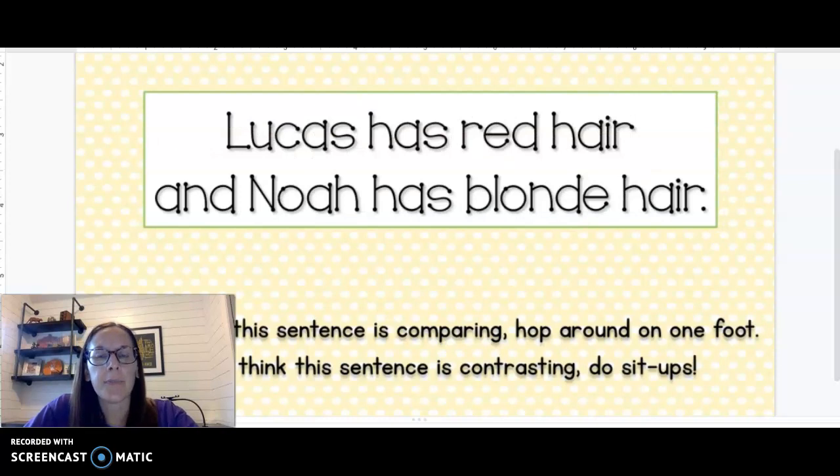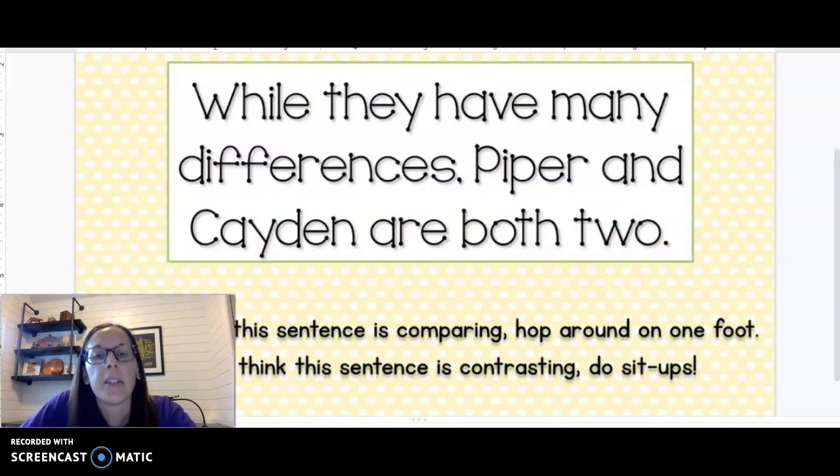Here's the next one. Lucas has red hair and Noah has blonde hair. If you think it's comparing, you need to hop 3 times. If you think it's contrasting, you need to do 3 sit-ups. It is contrasting, so you should have done 3 sit-ups. Good job. Let's keep going.